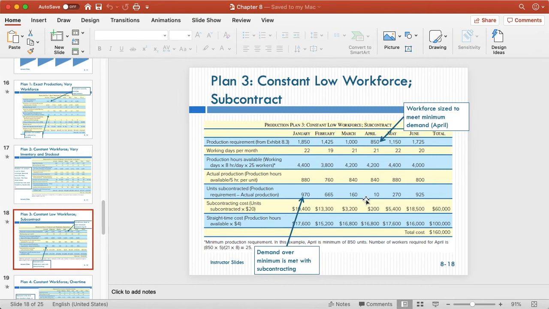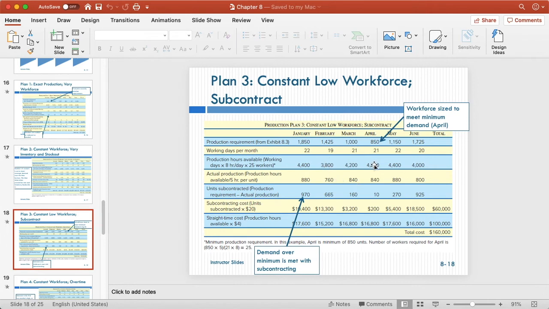You pay for the additional amount. But in this plan, what is the advantage? You only have a lower number of workers, so your salary, or the production cost itself, will be the lowest compared to other plans. That's the trade-off. Yes, you will have lower production cost, but you will have a higher subcontracting cost.